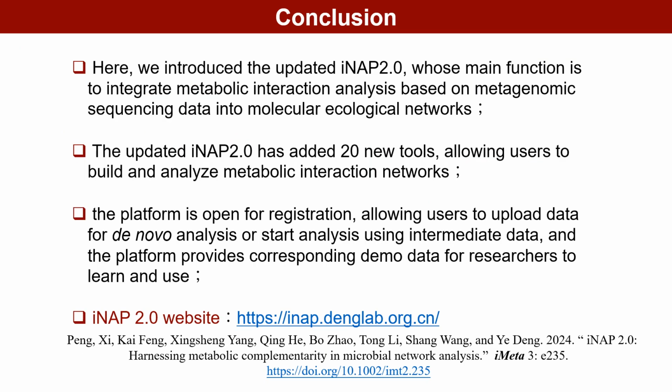Finally, let's make a summary. Here, we introduced the updated iNAP 2.0, whose main function is to integrate metabolic interaction analysis based on metagenomic sequencing data into molecular ecological networks. The updated iNAP 2.0 has added 20 new tools, allowing users to build and analyze metabolic interaction networks. The platform is open for registration, allowing users to upload data for de novo analysis or start analysis using intermediate data, and the platform provides corresponding demo data for researchers to learn and use.